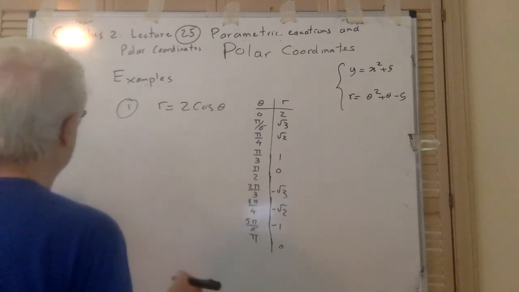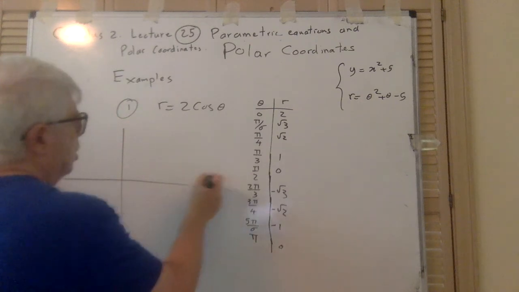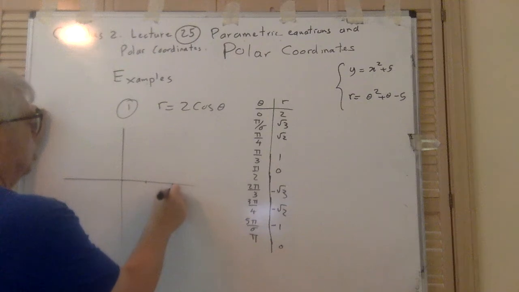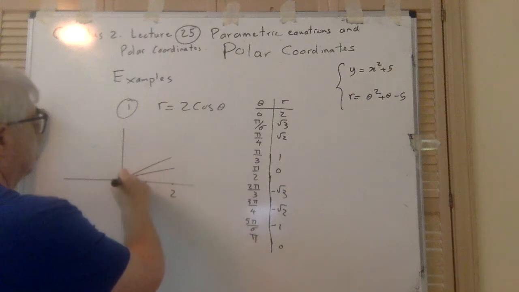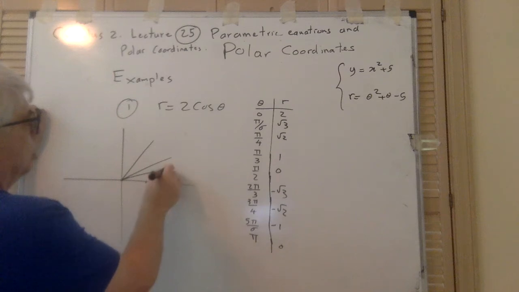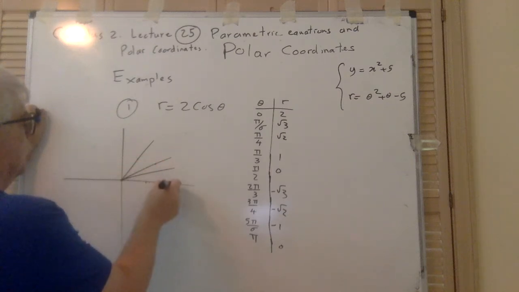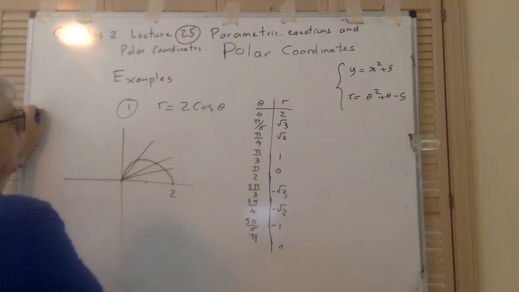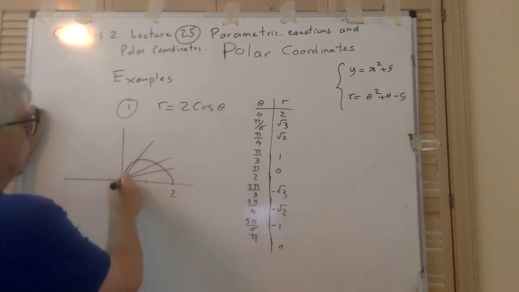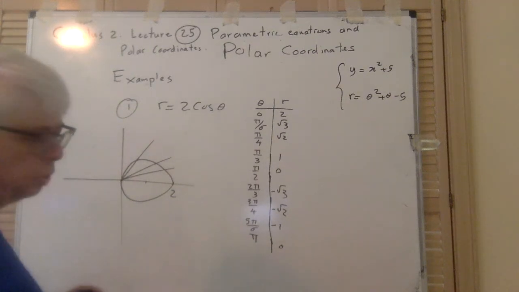So what does it look like? At 0, it is 2. Pi over 6 is square root of 3, that is 1.7, it's here, pi over 4 is 1.4, it's here, and pi over 3 is 1, it's here, then it's 0, so it looks like this. Then if I continue, I will get this. It's not a nice picture, but I should have drawn the picture first.